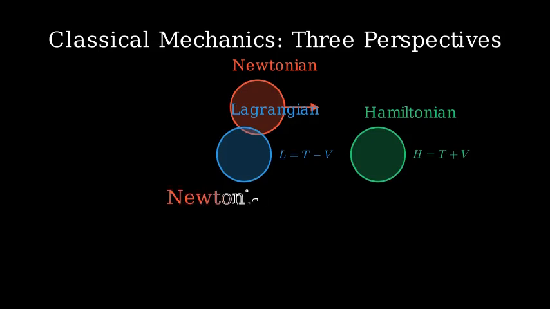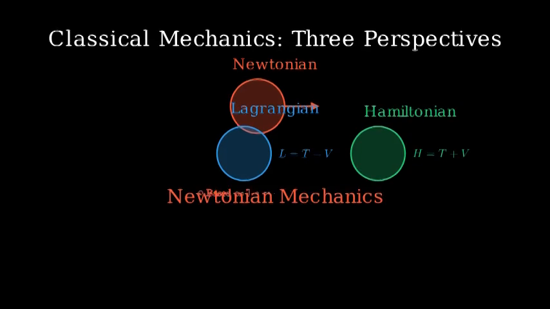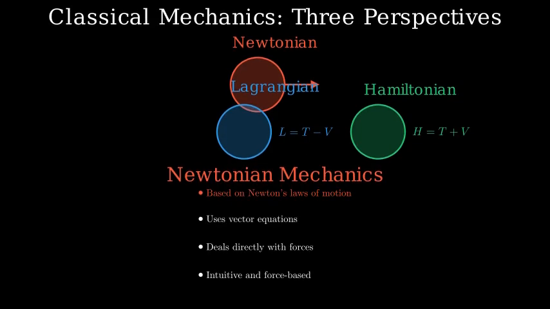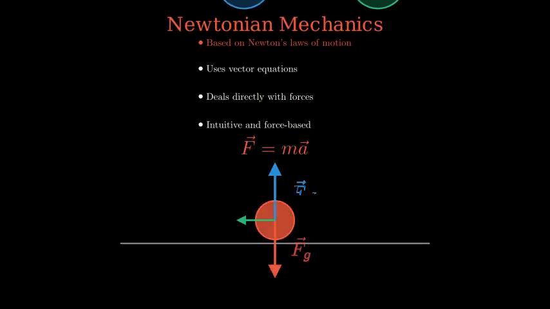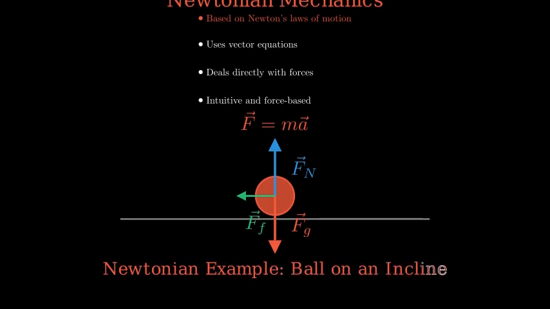Let's start with Newtonian mechanics, the most intuitive approach, and probably the one you're most familiar with. Newtonian mechanics is based on Newton's laws of motion, particularly the second law, which states that force equals mass times acceleration, or F equals ma. Newton's approach uses vector equations to describe motion and deals directly with forces acting on masses. When we use Newtonian mechanics, we identify all forces acting on an object, apply F equals ma, and solve for the resulting motion. Let's consider a simple example to illustrate Newtonian mechanics: a ball rolling down an incline.